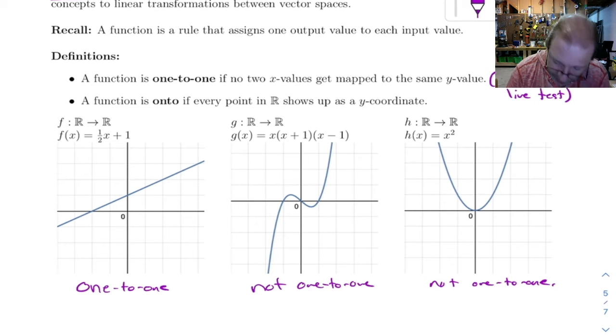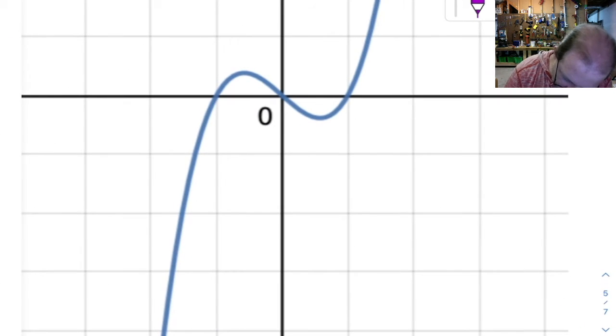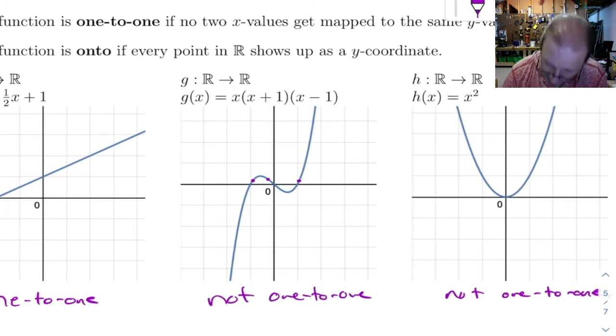And again, the reason is over here, if I draw a horizontal line through here, what we're doing is we're finding a particular value of y that multiple values of x map to. And the same thing over here. That's just one example of a y value. I guess that's 2 that's mapped to from two different x's.